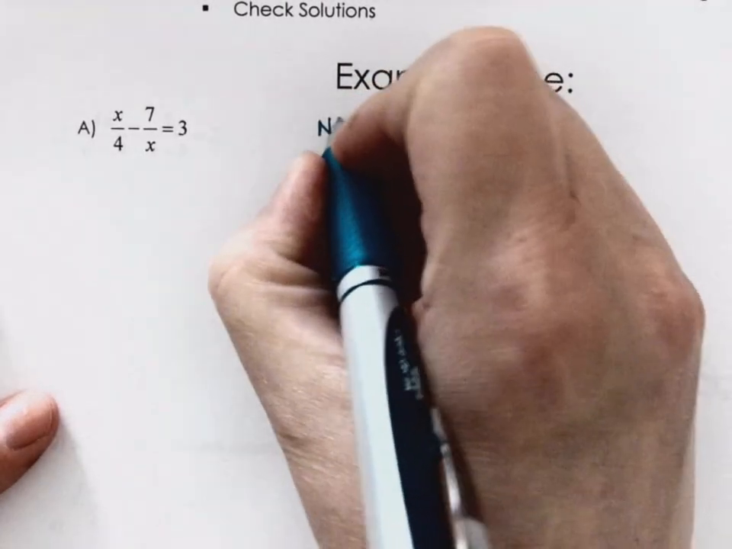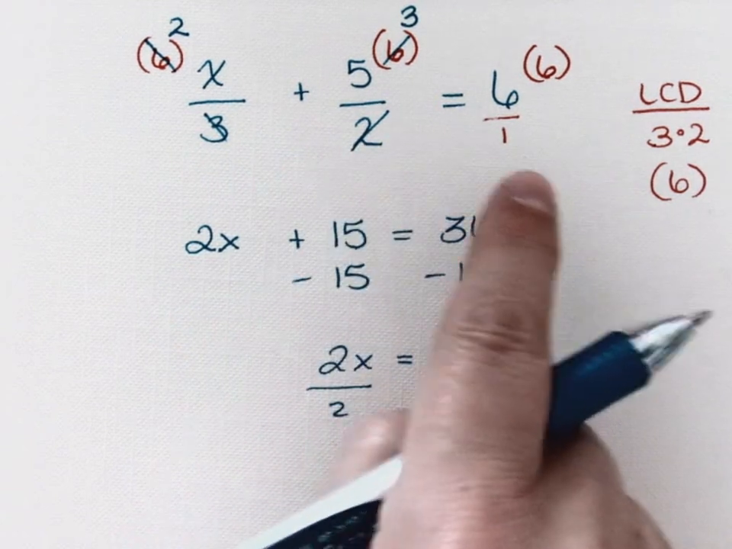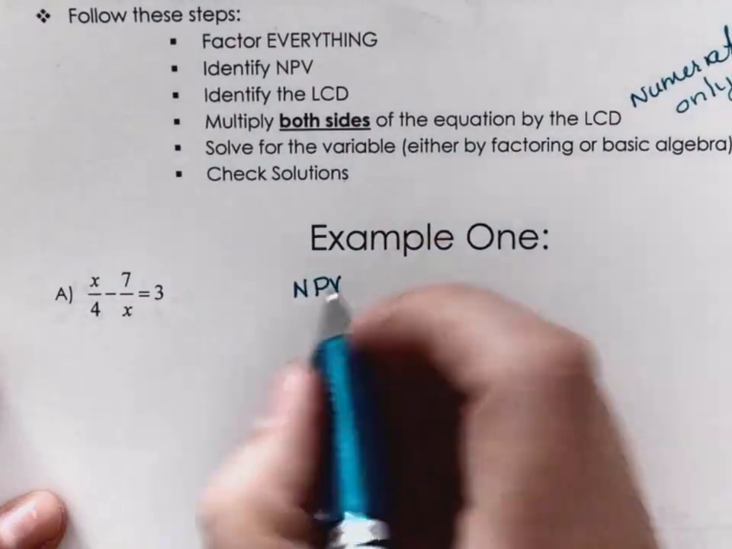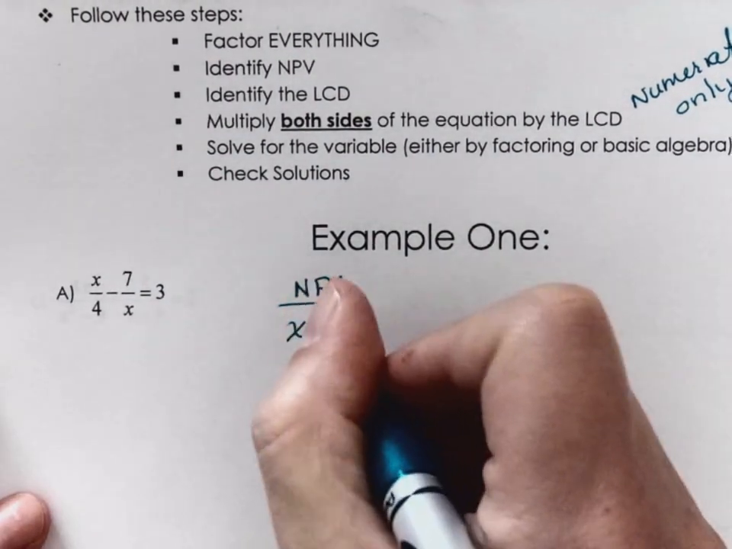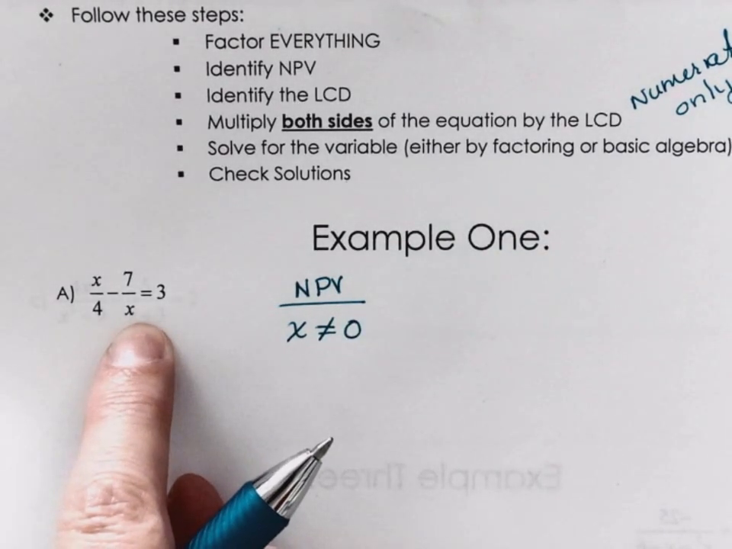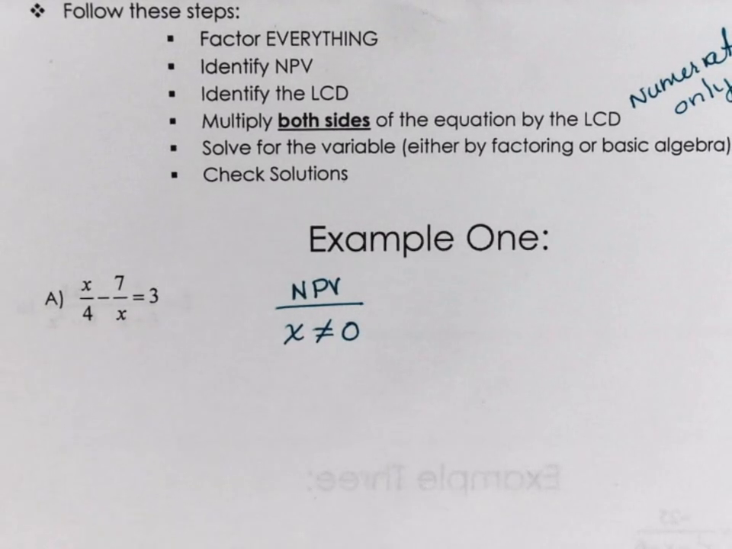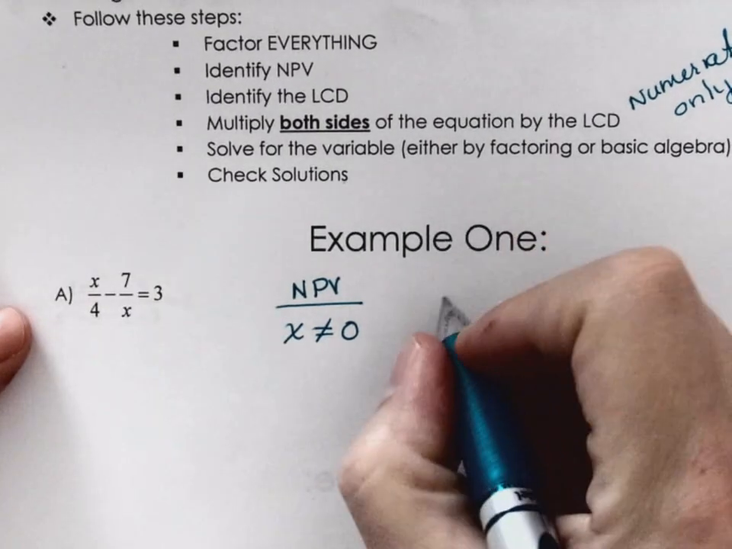MPVs. Now, I didn't do MPVs here. How come? No X's on the bottom, so no MPVs needed. This one, I have X's on the bottom. So what's my NPV? 0. X cannot equal 0. Again, if it's a monomial, a single term, you know it's going to be 0. Don't overthink it. You get a single letter, it's just a 0. All right. Okay, so I factored everything. I identified my MPVs. Step number 3 is I'm going to do my LCD.